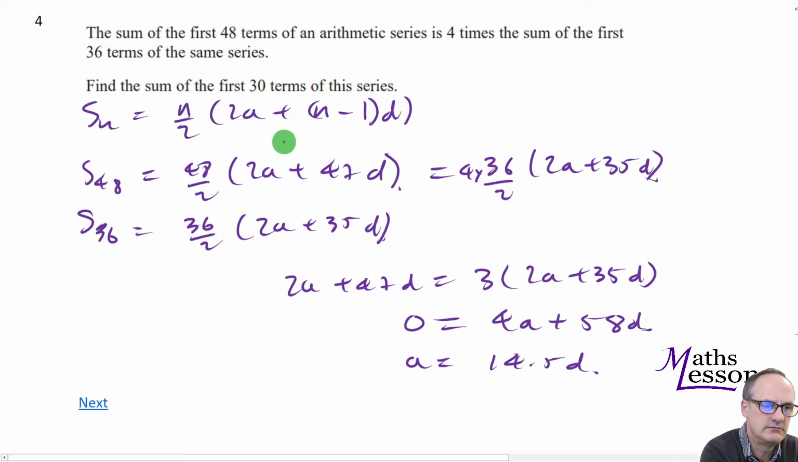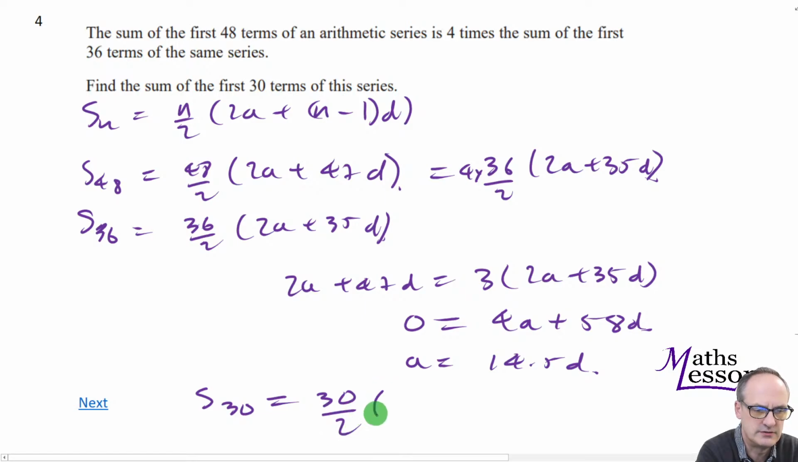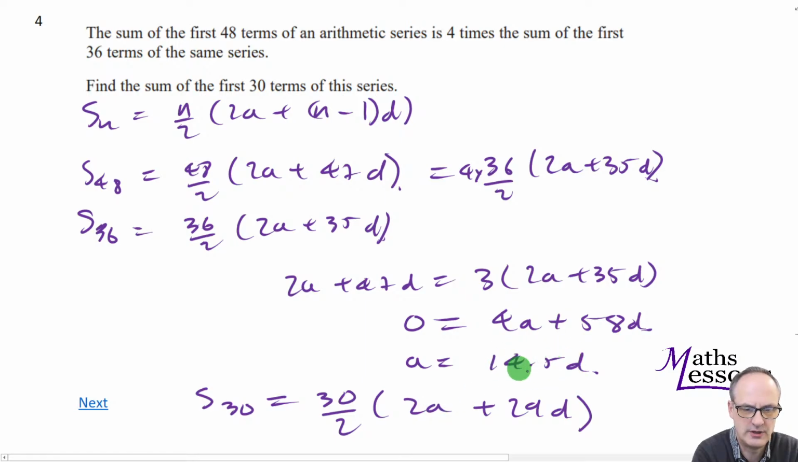You do know that you got the sum of the first 30 terms. So the sum of the first 30 terms is given by 30 over 2 times 2a plus, what's it going to be, 29 lots of d. And what you realise here, you've got 2a, which is equal to 29 lots of d.